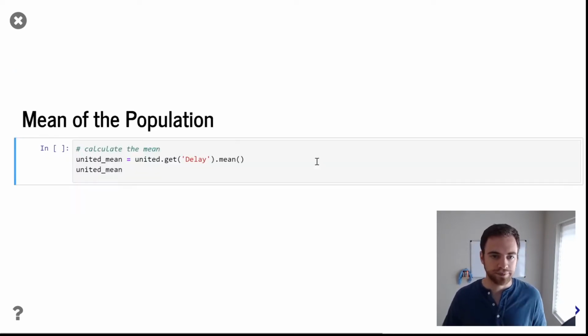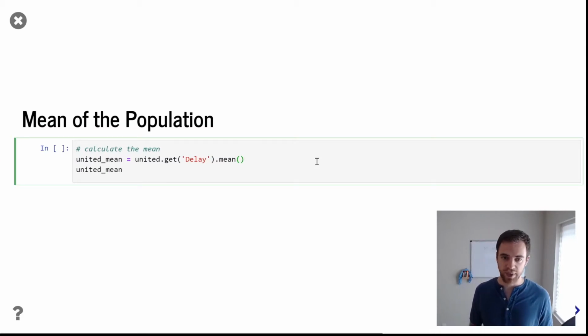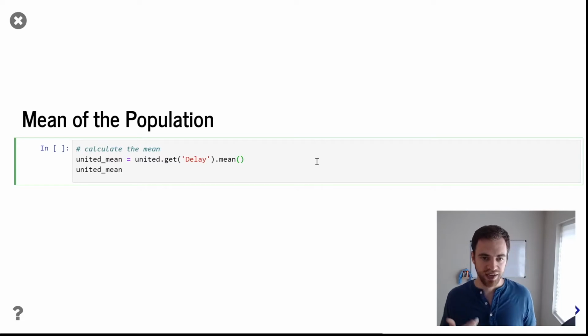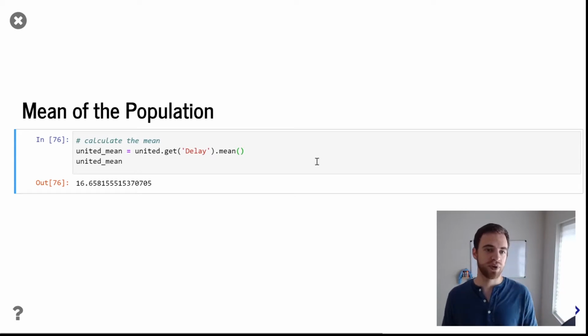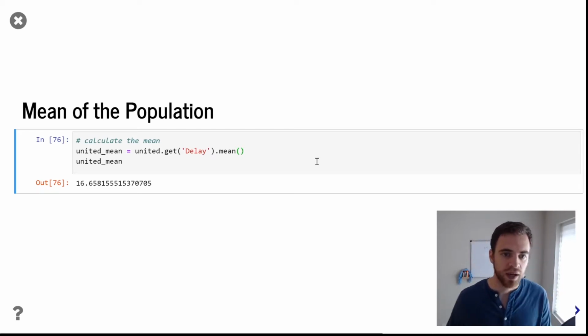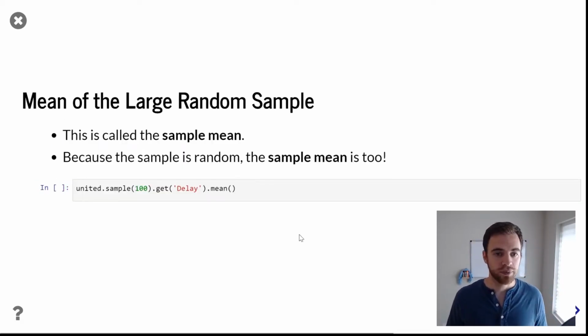So let's take a look. Here's the population mean. This is if United sat down with their full data set and calculated the mean. This is not a random number. If I do this again, I'm going to get exactly the same thing. It says the mean flight delay was 16.65 minutes. Now let's look at our sample.